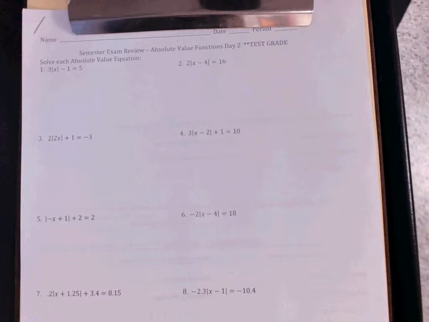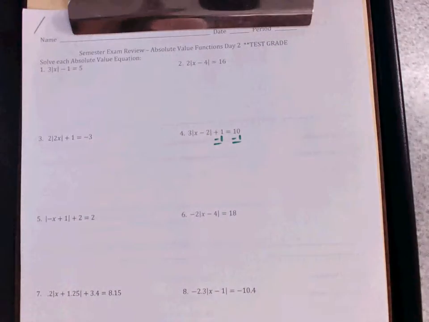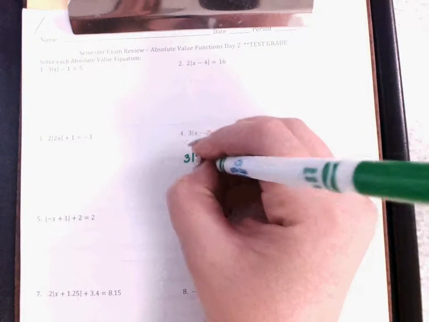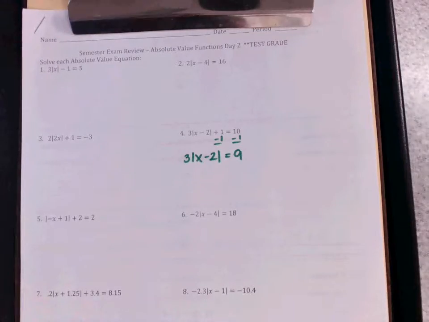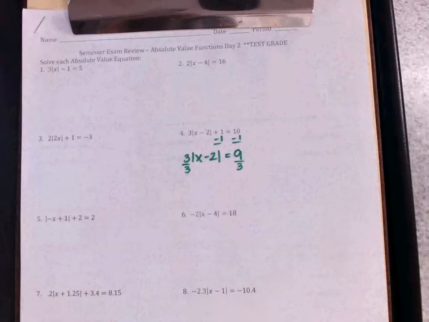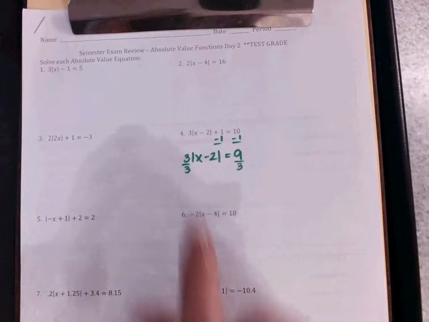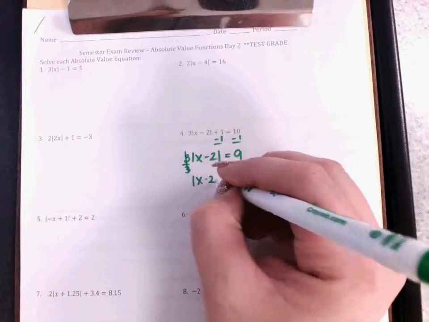What would I do first on number 4? Okay, we have a plus 1. How do we get rid of a plus 1? Minus 1 and minus 1. 10 minus 1 gives us 9 left over, yeah? From there I have to get rid of the 3 in the front, so I divide by 3 on both sides. Because remember, you can't have any numbers outside of the bars when you split. So my 3 divided by 3 crosses out. 9 divided by 3 leaves me with a 3 left over.